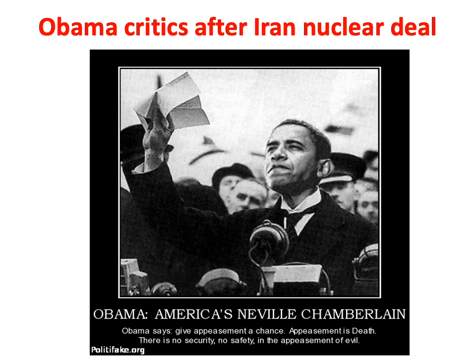And here someone has sort of photoshopped the photo we saw of Neville Chamberlain, put President Obama holding up the same piece of paper. And it reads, Obama, America's Neville Chamberlain. Obama says, give appeasement a chance. Whoever put the advertisement in said, appeasement is death. There is no security, no safety in the appeasement of evil. And this just goes to show you your study of history is relevant, because you would not be able to understand this sort of argument if you didn't know what the Munich Pact was.